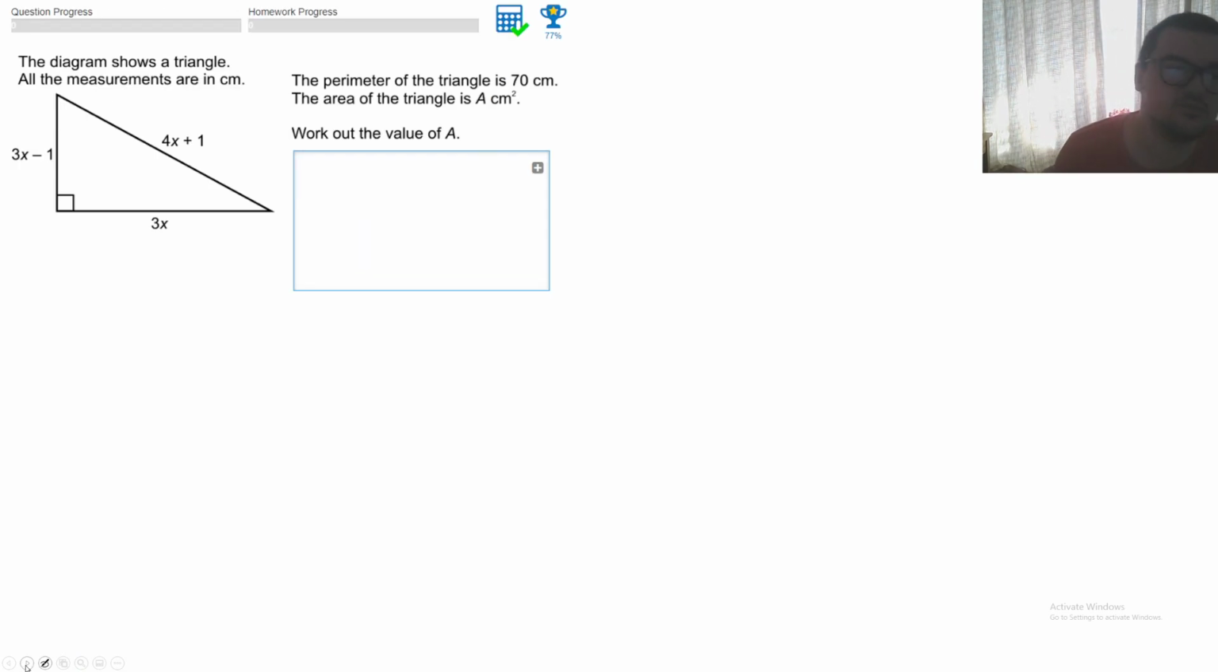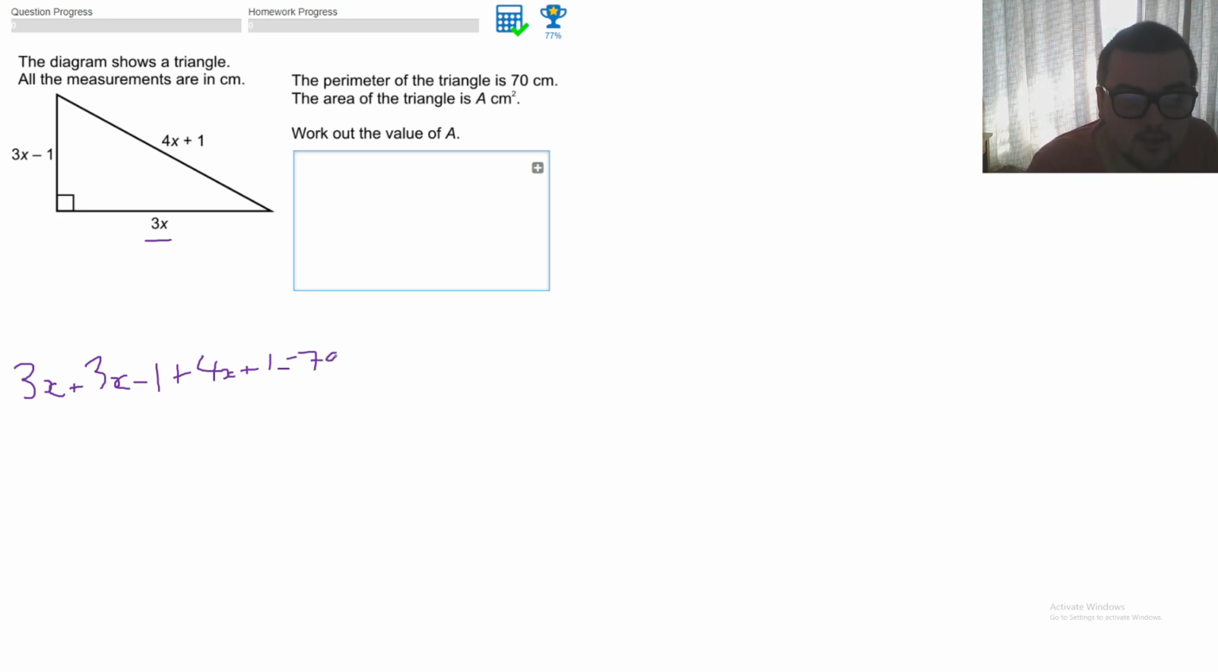The last question: this diagram shows a triangle, all the measurements are shown in centimetres, the perimeter is 70, the area is A, work out the value of A. So the perimeter is all the sides added up, so we add up all the sides, we equate it to 70, so 3x plus 3x minus 1 plus 4x plus 1 equals 70.